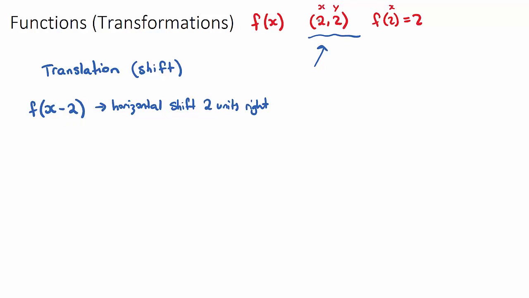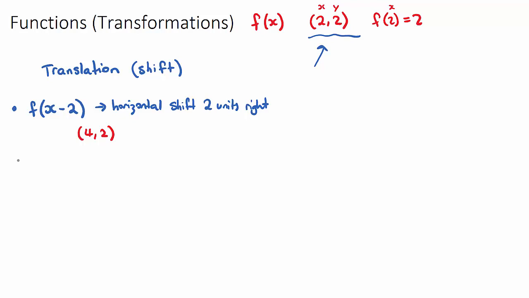What that would then mean for our point of interest up here is this point would be shifted 2 units to the right, so the x would be changed, but the y wouldn't change. There was no vertical shift there. So the point is going to be (4, 2). The x value, which was 2, was shifted 2 units to the right, so now it's at 4, and the y value didn't change.